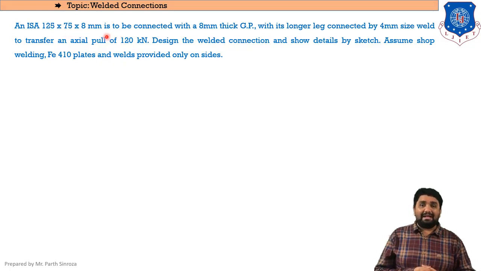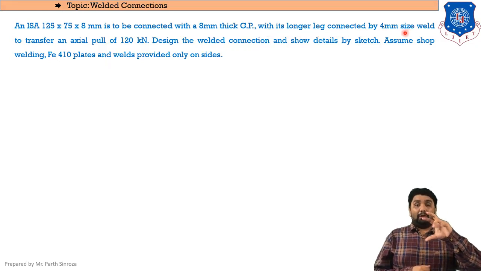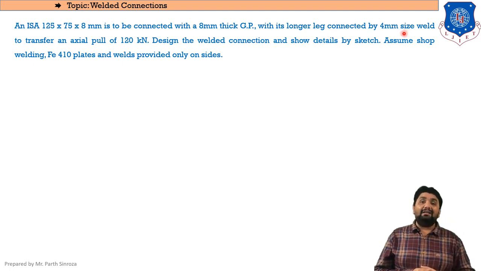It is prescribed as per our IS standards, and it is connected to an 8 mm thick GP, that is our gusset plate. We had discussed the gusset plate in the previous chapter. The same fundas are to be applied here also. So in this case, only one angle of ISA 125 cross 75 cross 8 is to be provided, connected to an 8 mm thick GP. And it is also mentioned that the longer leg is connected to the GP. That means the 125 mm longer leg will be connected to the GP, and the outstand leg will be 75 mm in this case.